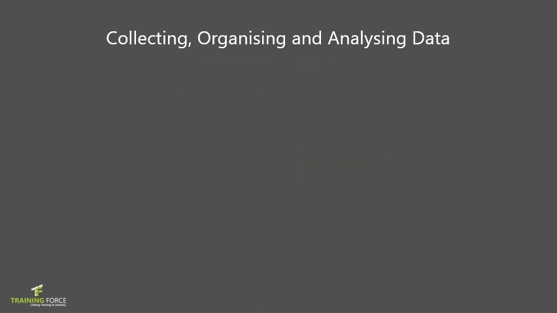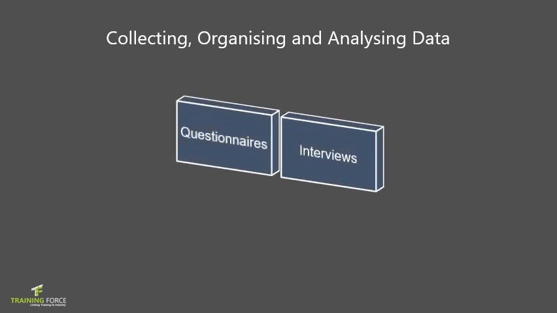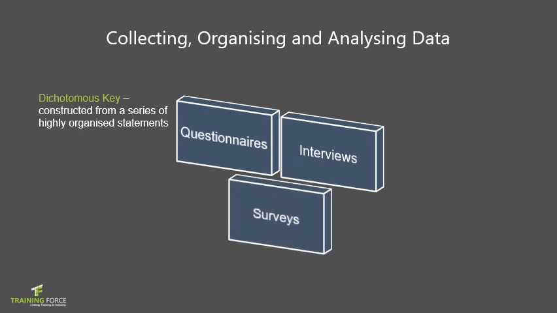Now, we have a number of tools that we can use in terms of collecting data. So when we collect data, we have questionnaires, interviews, surveys. For questionnaires, it's a determinist key. It's constructed from a series of highly organized statements. And then we get surveys, which can be done with Likert scales. It measures the extent to which a person agrees or disagrees, and it's scaled.